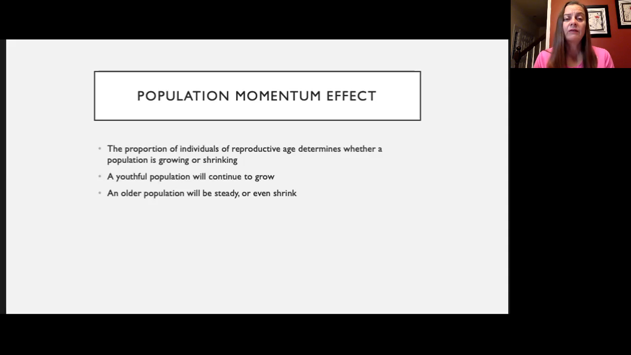So even if the birth rate is only at a replacement rate, if there's a larger number of women of reproductive age, that population is going to continue to grow because births are going to outnumber deaths.